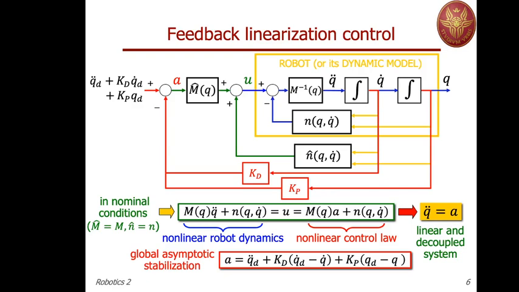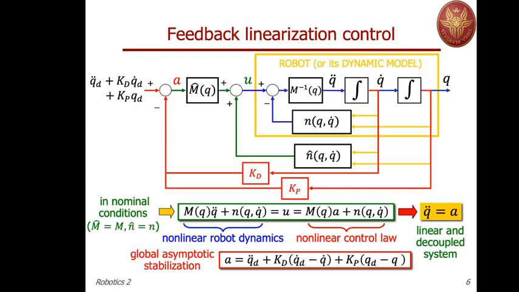Now, if you plug this a into the expression of q double dot equal a, and you bring the q double dot to the other side, then you will have q double dot desired minus q double dot, which is the second derivative of the joint position error, plus KD e dot plus KP e equal to zero, and this characterizes the transient response of the system to any initial position and or velocity error.